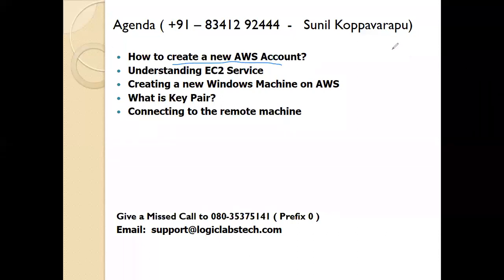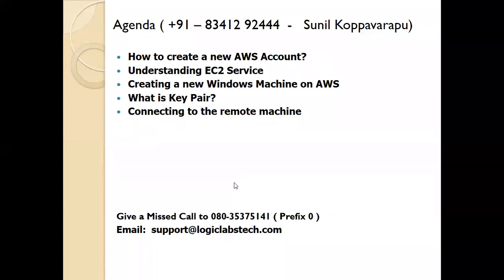Once we are done with creating a new AWS account, we are jumping into the first service of AWS, called EC2. What is the EC2 service about? What is the advantage of EC2 machines? Then we'll experience how to create a Windows machine on AWS. We'll understand the terminology called key pair, and we'll also learn how we can connect to the remote machine. So this is our plan for today's session.